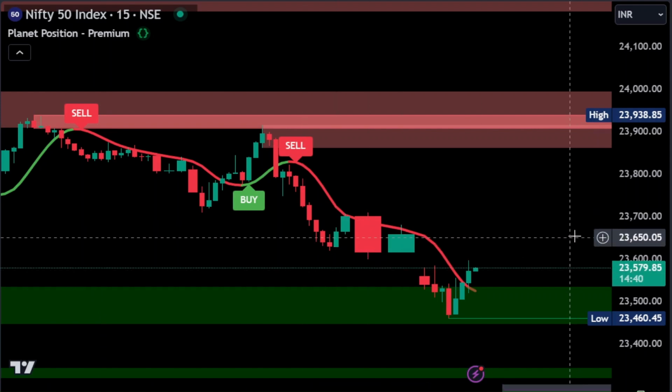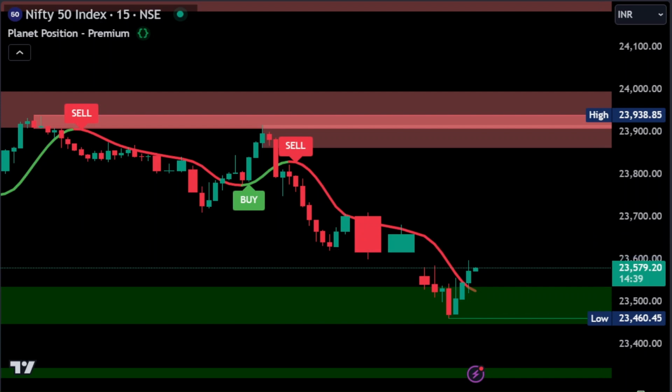In conclusion, the Planet Position Premium Indicator is a comprehensive tool that simplifies your trading analysis and decision-making process. It is designed to help you trade with confidence, whether you're focusing on short-term moves or long-term trends.